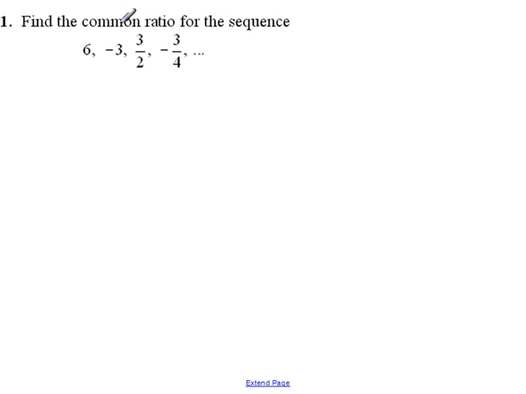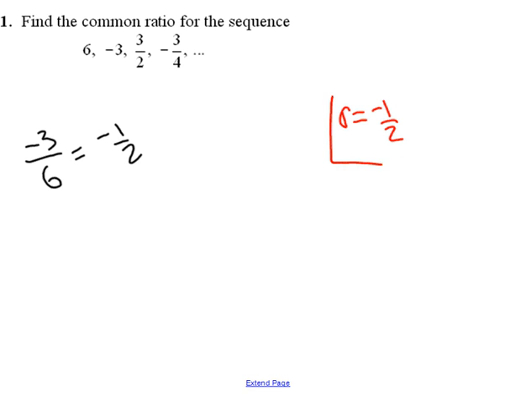Okay, find the common ratio for the sequence. So the common ratio is the fixed amount you multiply by to get to the next term. So if I want to know what 6 has to get multiplied by to get to -3, I can just say, what's -3 divided by 6? And that's going to give me the common ratio, which is -1/2. So the common ratio is -1/2.